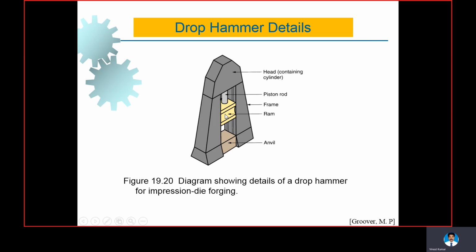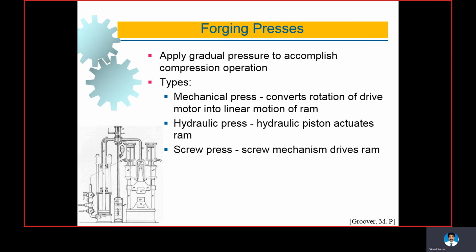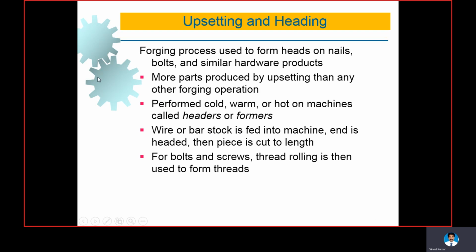Forging process. What are the forging presses? There will not be any sudden impact, but there will be a pressure which is applied gradually. This can be done by a mechanical press, which converts rotation of a motor into ram motion. So the motor is connected with the ram. As the motor rotates, the ram will slowly and gradually pressurize the material. Hydraulic press: using hydraulic means we can actuate the ram and pressurize it. Screw press: we can use a screw mechanism in a screw press.